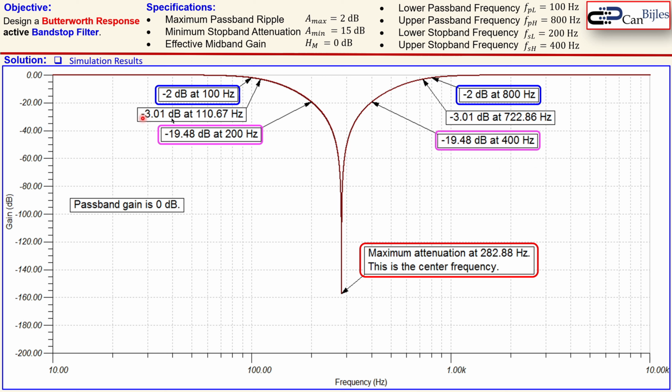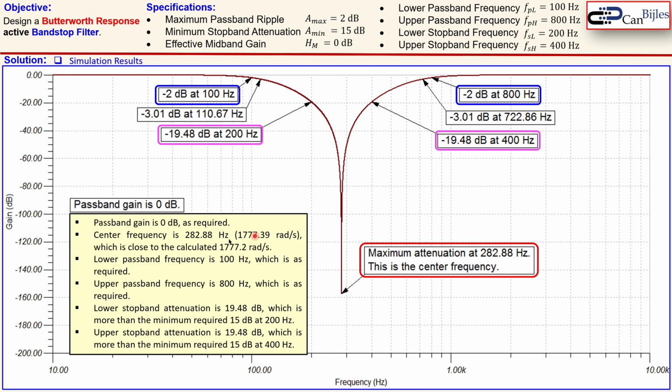For extra information, you see also the cutoff frequencies. They are a little bit shifted. You see that because we did not design for the cutoff frequency, but for the passband frequencies. And this is now a summary of the results here. You see also the center frequency again, which was calculated in our case as 1777.2 radians per second. And this value we have here from the simulator, we convert that to radians per second, which is now 1777.4 approximately, which is very close to what we have calculated. So we have achieved our goal here in our design.